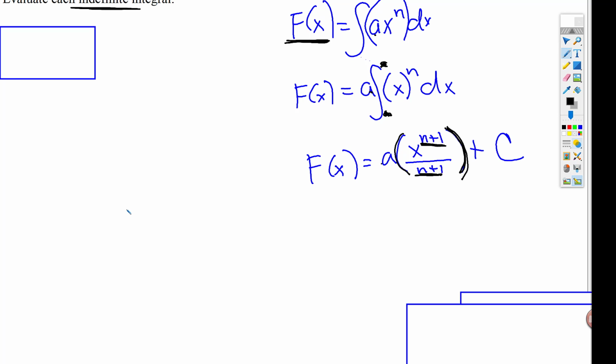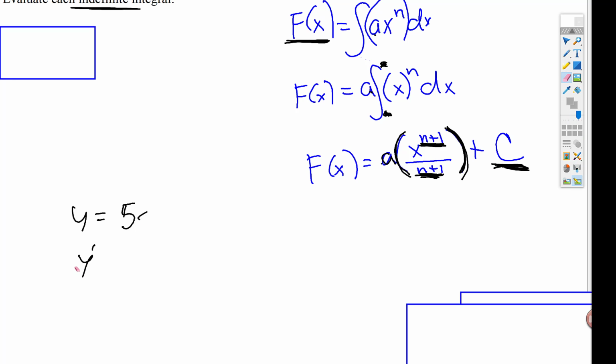And because the derivative of a number is 0, when you work backwards, you assume that 0 exists. So the backwards of 0 is a number, and we call that number plus c. So that's what we did here. We removed the integration symbol. The a was on the outside. We put all of that in parentheses, and we added 1 to the n, and we took that whole sum and we divided by that sum.